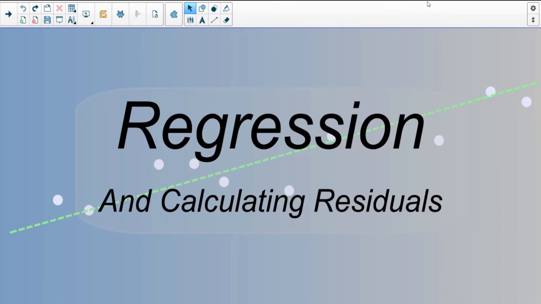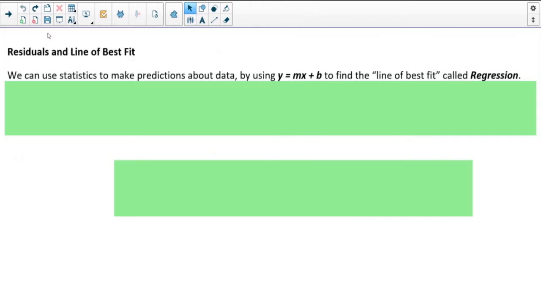Regression and calculating residuals. This is really one of the most important things that we can do with statistics, because this is really how we use data to make predictions about the future. We could use statistics to make predictions about data just by using y equals mx plus b. This is called the line of best fit, and we call this regression.